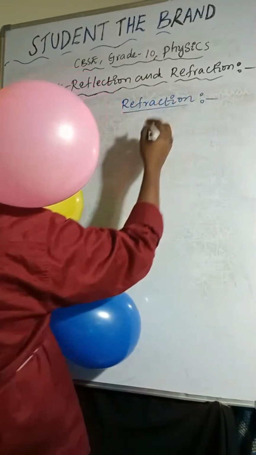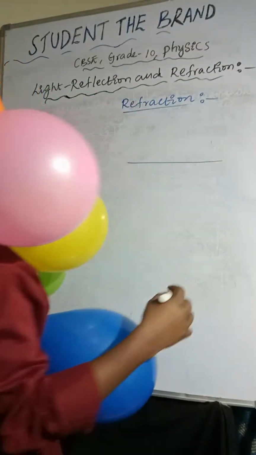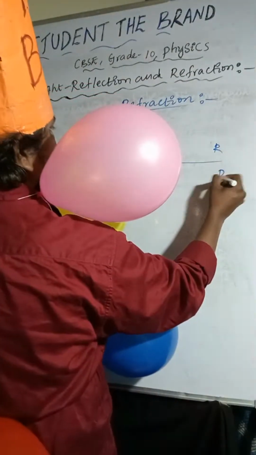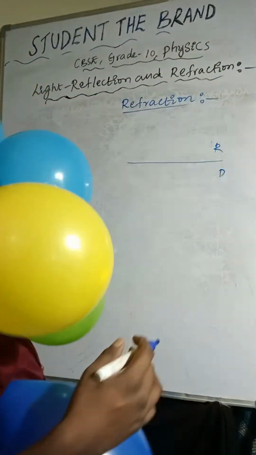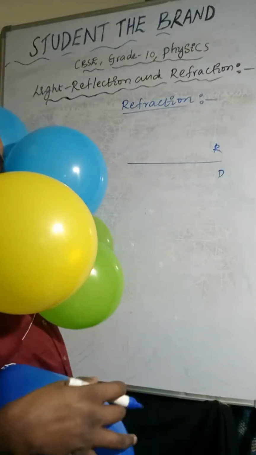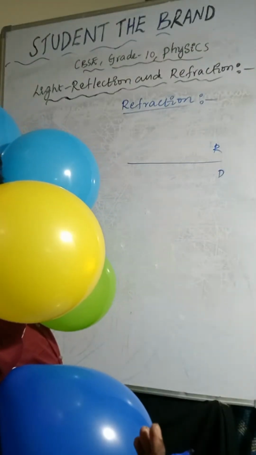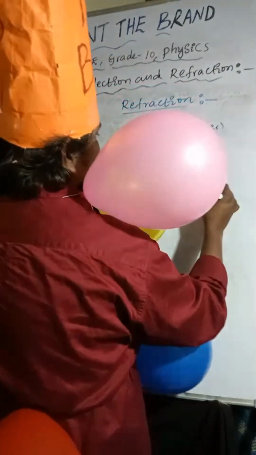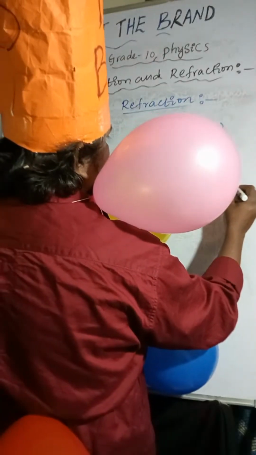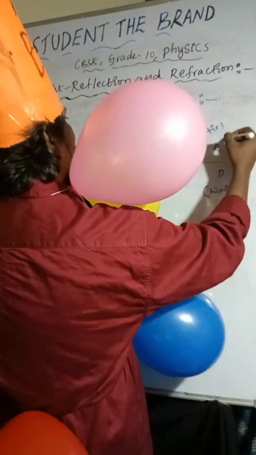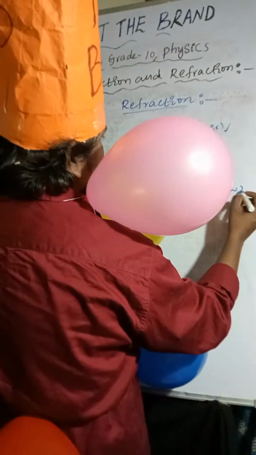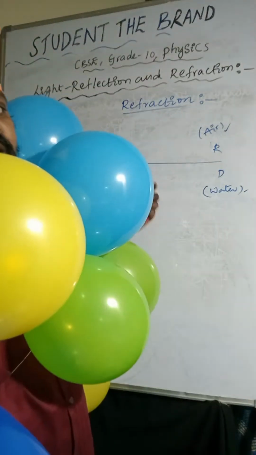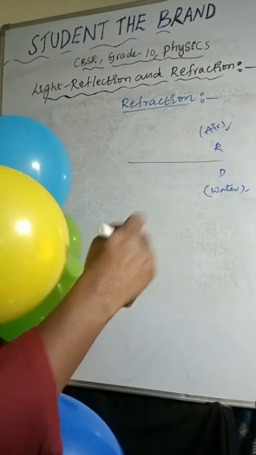So I'm taking this plane surface. This is a rarer medium and a denser medium. Rarer medium means the speed of light is more in the medium, and denser medium means the speed of light is less in the medium. An example of a rarer medium is air, and an example of a denser medium is water. If the light ray passes from the rarer to the denser medium, at the interface of the two media the light ray will bend.